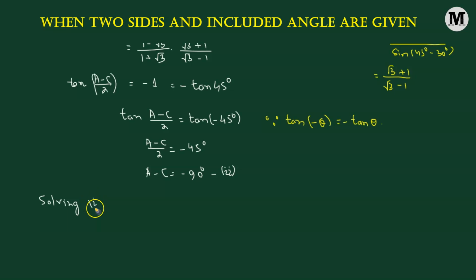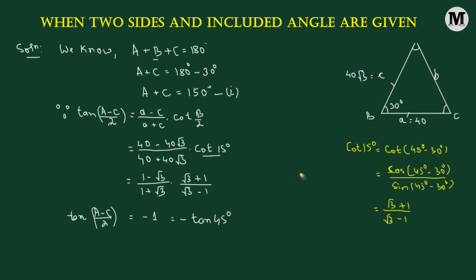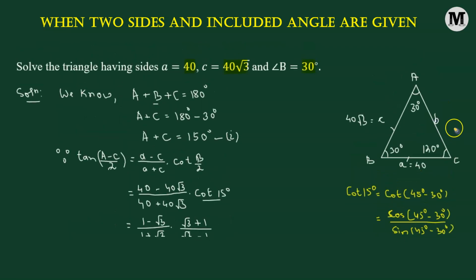Solving 1 and 2, I'm leaving the solving part as an exercise for you to try out. So angle A comes out to be 30 degrees, and angle C comes out to be 120 degrees. So we have successfully obtained the angle measure of A, that is 30 degrees, and the angle measure of C came out as 120 degrees. Now we have one final task, which is to obtain the measure of the side B.